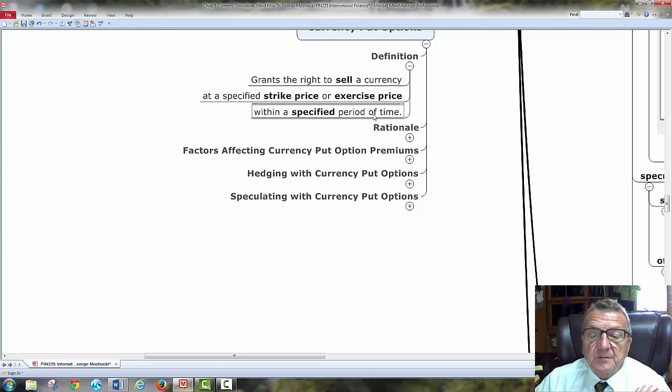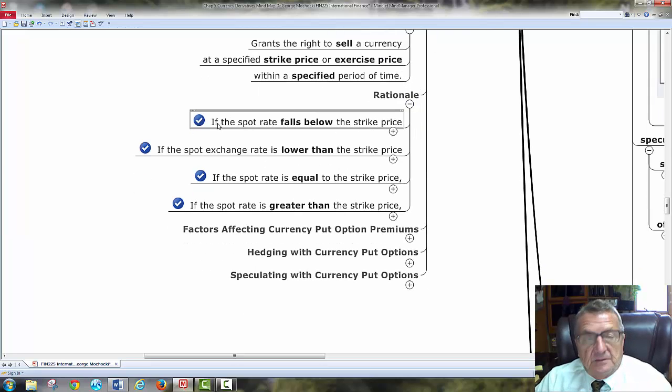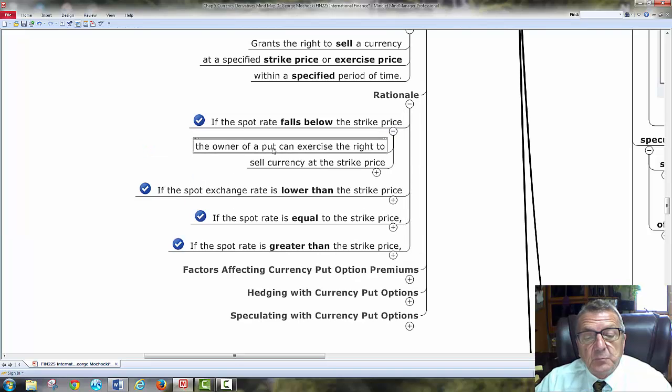With a specific period of time. You already know it. Everything else is: what's the price to sell a currency, what's the strike or exercise price, and what time frame do I have to act on it. Now, the rationale on this, most likely focusing on this: if the spot rate falls below the strike price, the owner can exercise the right to sell the currency at the strike price.